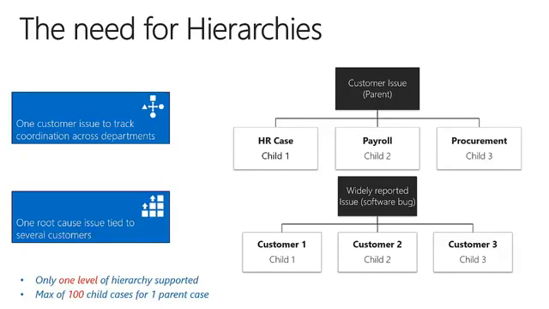Two things to be aware of is that there's only one level of hierarchy supported. So if you have a parent case with multiple child cases, those child cases cannot be the parent of other child cases. The other thing to be aware of is that there's currently a limit of 100 child cases for each parent case.